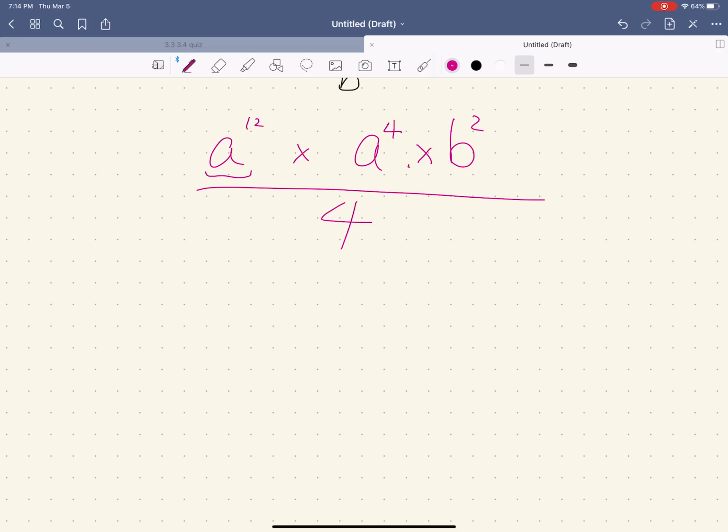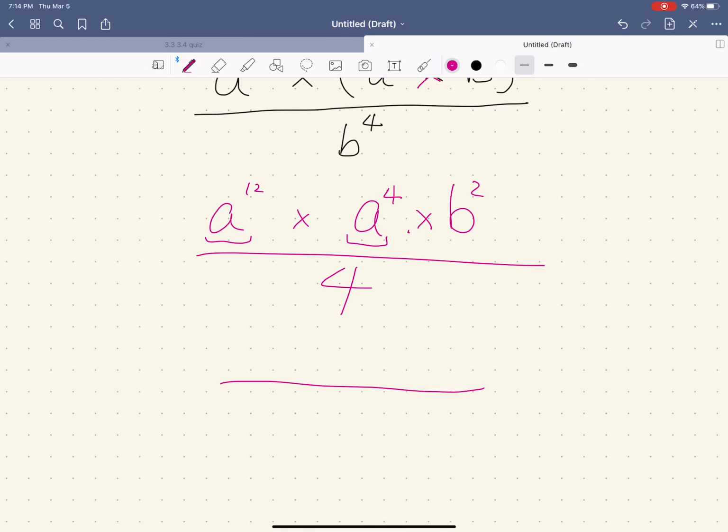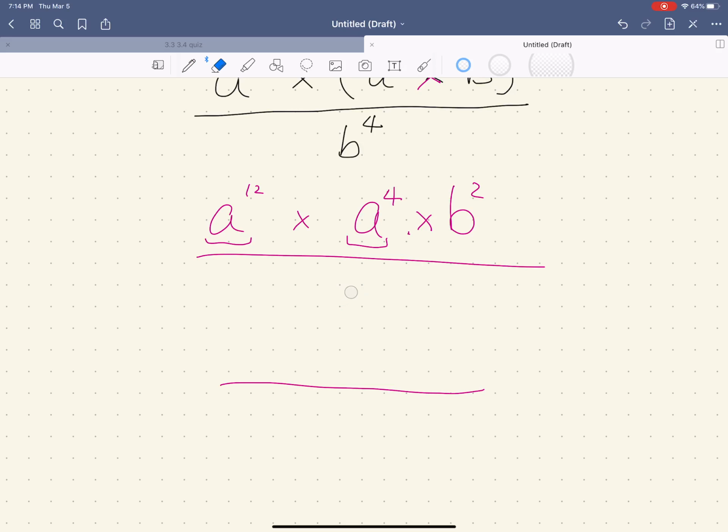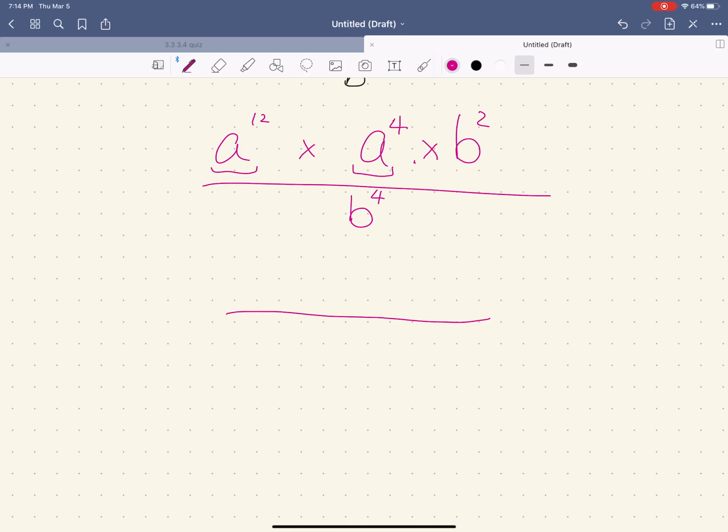So here's the base of a. You can combine them. Oh, sorry, I copied it wrong. Should be the b to the power of 4. Okay. So I can actually combine them to a to the power of 16 because they're timed together, same base, power timed together. You add the exponent. Okay. Times b2, b4.